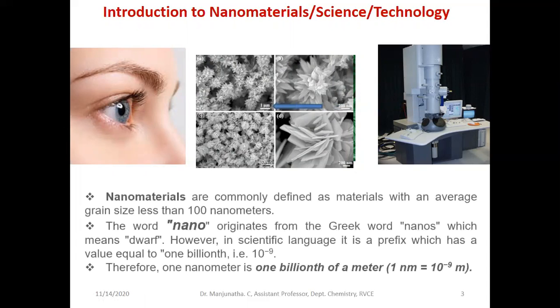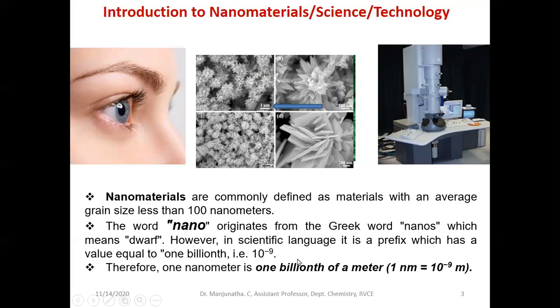They're called nanomaterials. Nanomaterials are materials having a dimension less than 100 nanometer in all three axes. Means if the size of any material is less than 100 nanometer, it is considered a nanomaterial. The word nano originated from the Greek word nanos, which means dwarf, very small. It is used as a prefix for 10 power minus 9.